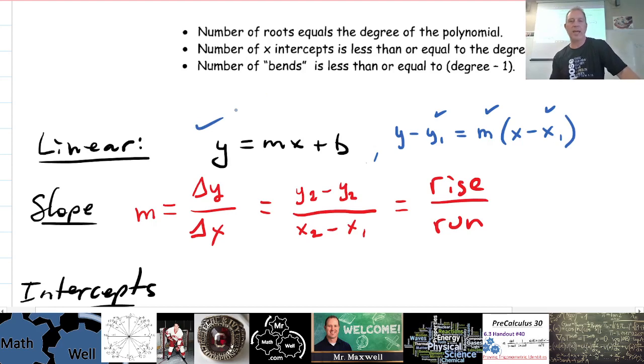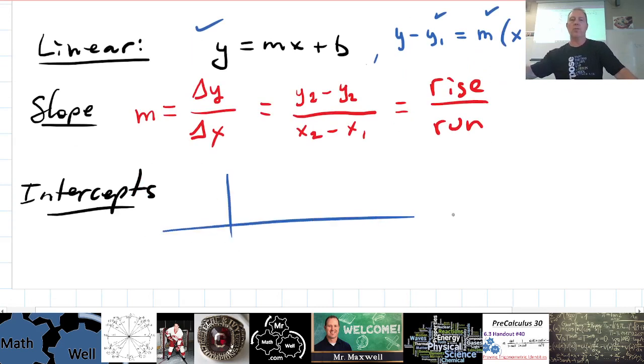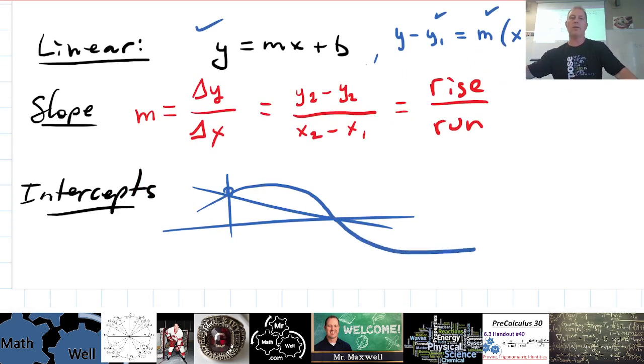We'll talk about those again. Just a refresher today. We talked about slope a little bit. Intercepts are also important to know, pretty basic stuff. If you have a straight line or any kind of curve like this, then where the graph crosses the y-axis, that's the y-intercept. So the y-intercept is right here. And where the graph crosses the x-axis, this is the x-intercept.